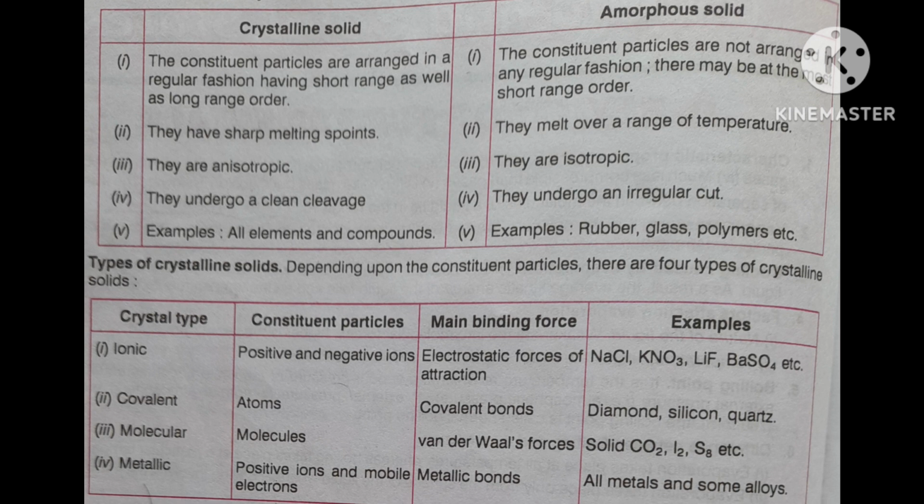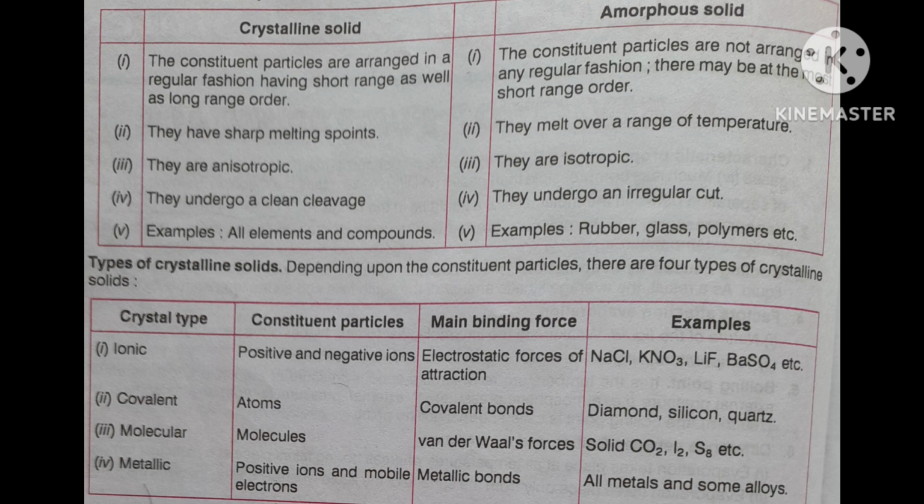Electrostatic force of attraction. Remember, positive and negative ions are bound by electrostatic forces of attraction. What are the examples of ionic solid? Sodium chloride, potassium chloride, potassium nitrate, lithium chloride, barium chloride, barium carbonate; all salts are examples of ionic solid. Now come to the second type, covalent solid.